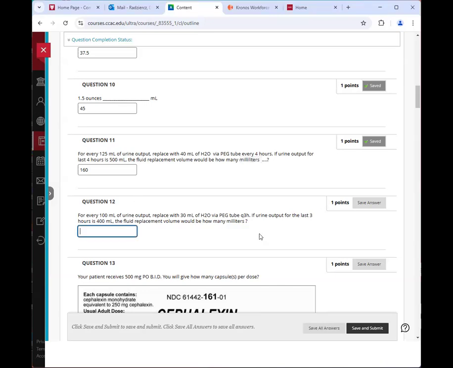So I'm going to apply the same setup procedure here. What is my actual output? 400. What is my expected output, or my available? 100. And then what is my replacement volume? 30. Go ahead with your question.